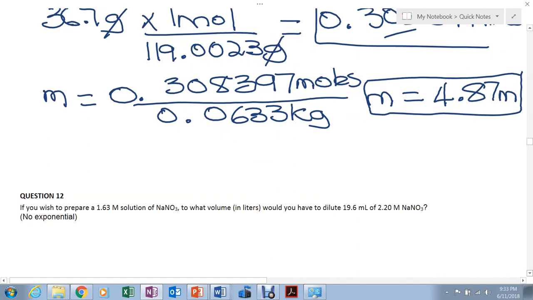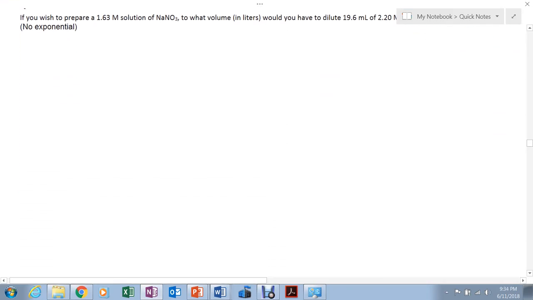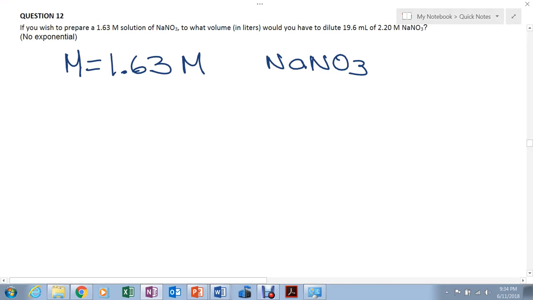The next one: if you wish to prepare a 1.63 M molarity solution of NaNO3, to what volume in liters would you have to dilute? Okay, so what are they asking you? The volume of the dilute. They're not asking you how much you have to add. This is the volume of the concentrate, 19.6 milliliters.